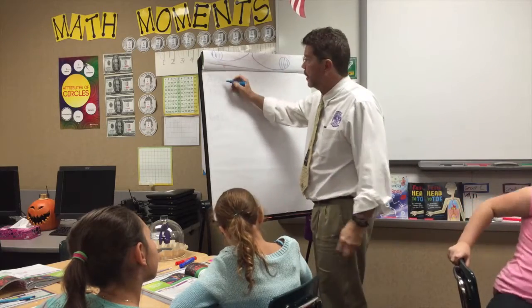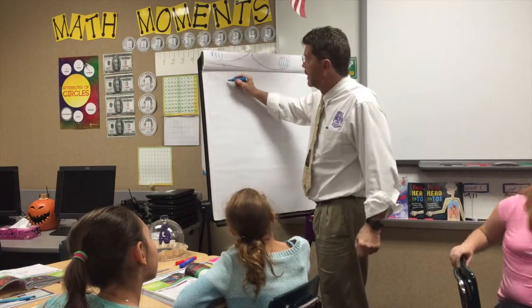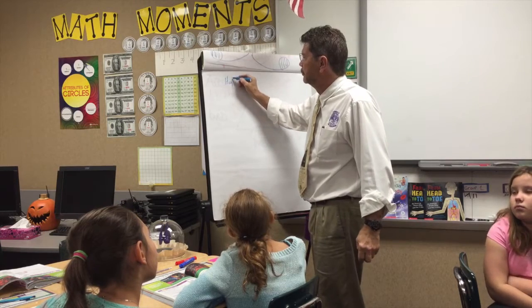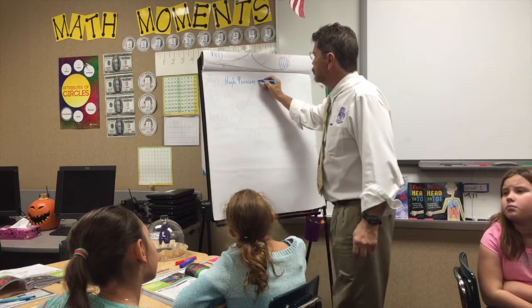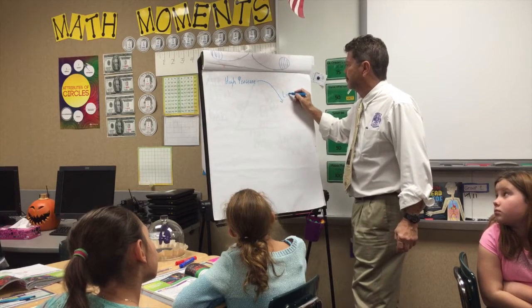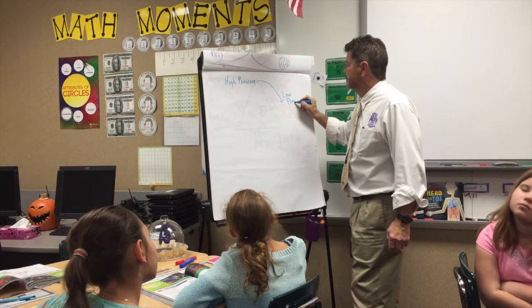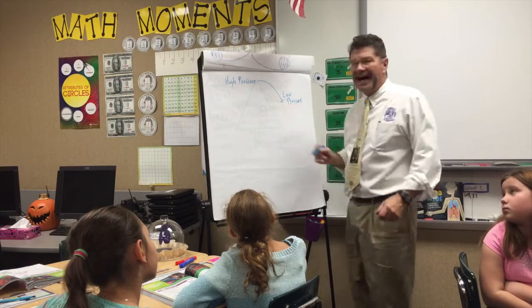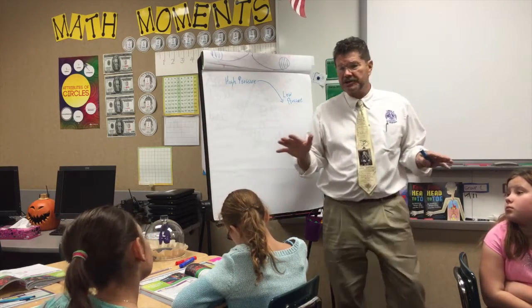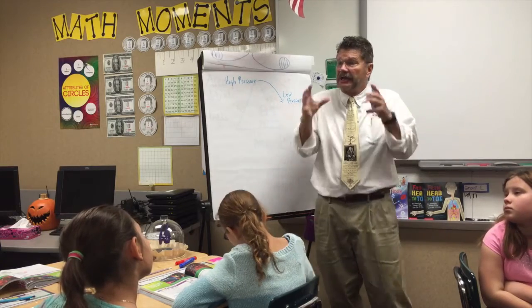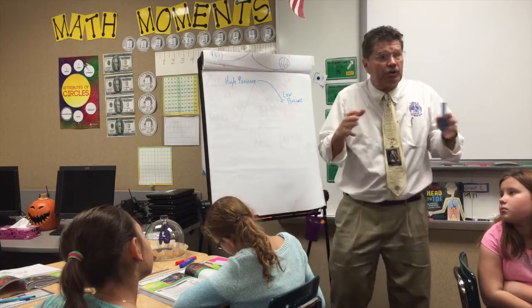Things in science go from a high pressure to a low pressure. Now that might seem simple to you. High pressure to a low pressure. Think about that for a second. Mr. Crosslin says most things in science like to go from a high pressure to a low pressure.